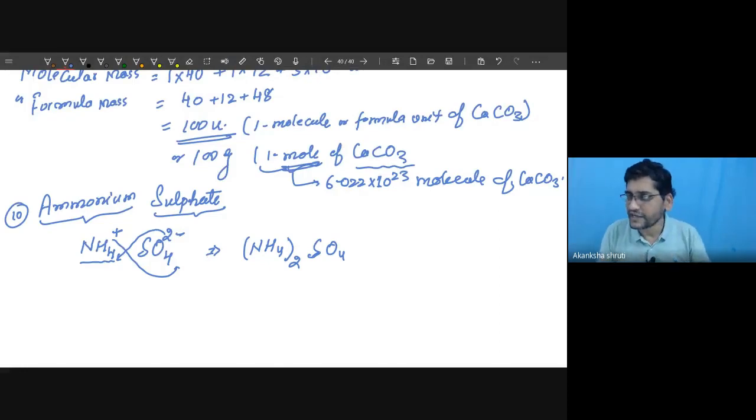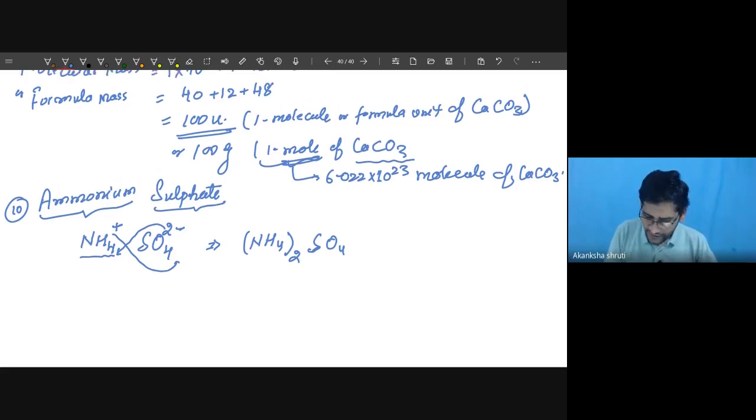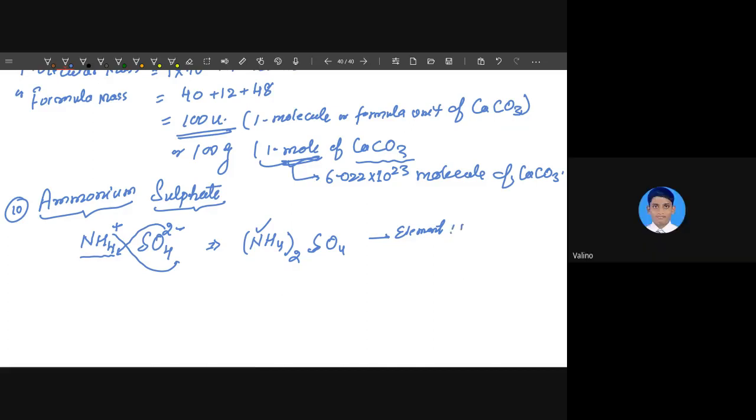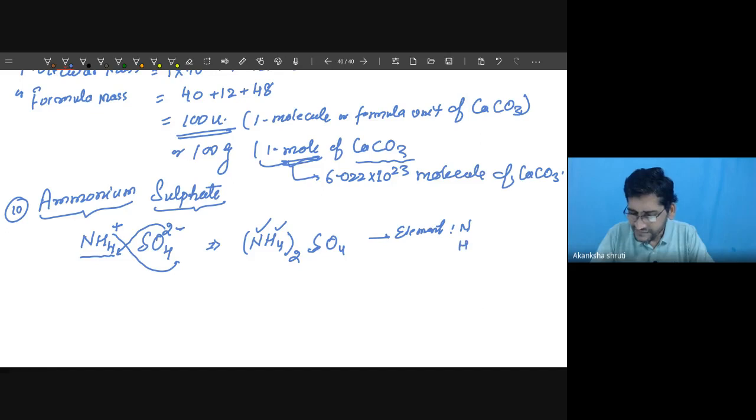Now we have to write the molecular mass or formula mass of this. Student, what are the elements present here? We just have to understand this. What are the elements? Very first is nitrogen. Hydrogen. How much hydrogen here? From this NH4 we are getting it is 4 times.